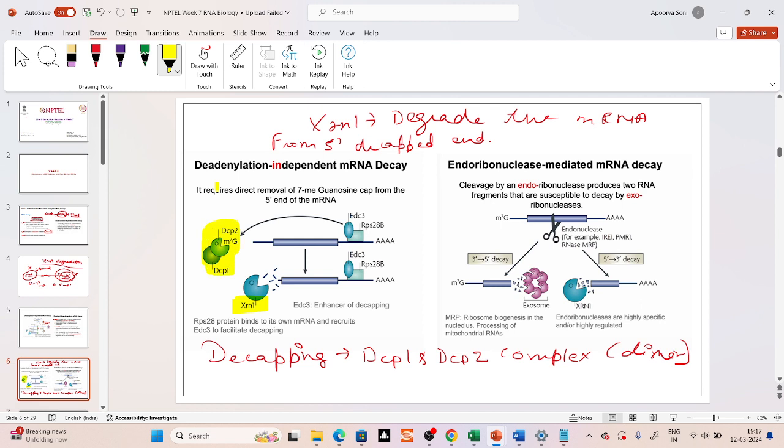Okay. Exosomes are cleaving from the 3 prime end. Okay. Remember it. Exosomes, 3 prime end degradation.